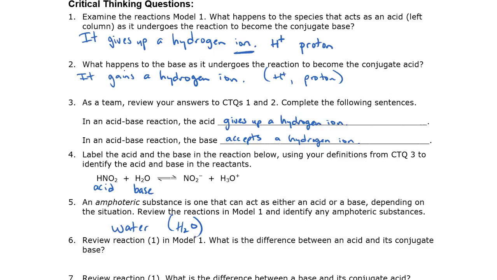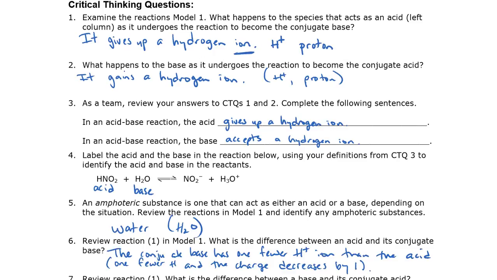Number 6. Review reaction 1 in Model 1. What is the difference between an acid and its conjugate base? Pause the video and answer the question. Pause now. Okay, did you write a sentence? Here's my sentence. I wrote, the conjugate base has one fewer hydrogen ion, H+, than the acid.